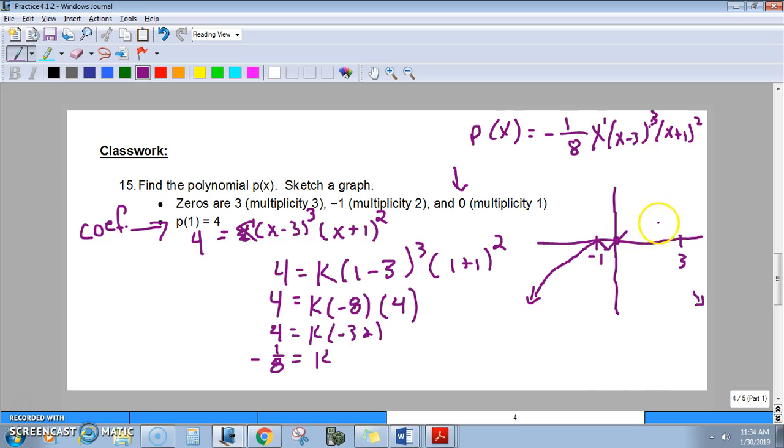And then 3 that has multiplicity of 3 is going to kind of do that. So this actually isn't a function because I drew it so it doesn't pass the vertical line test. But you can see maybe what it might look like.